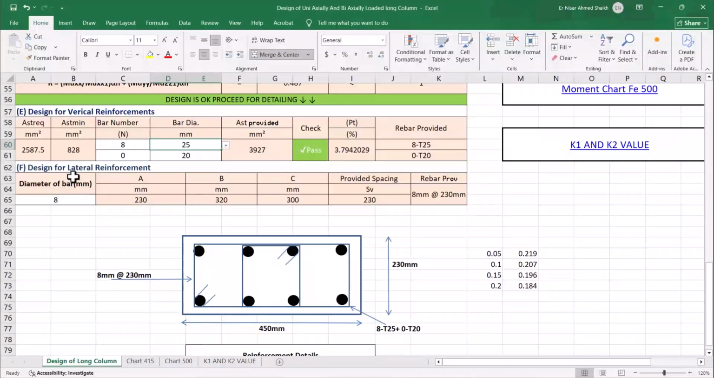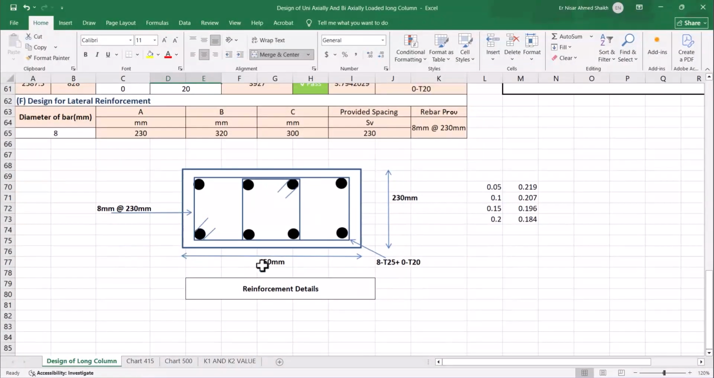After that, design of lateral reinforcement, 230. From three values it will take the minimum value. This 230 is the minimum value. Provide 8 mm at 230. This is the diagram.